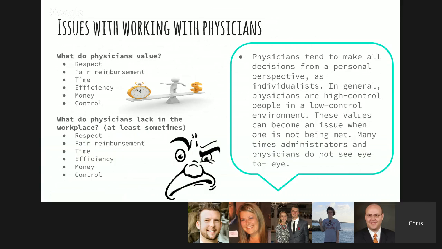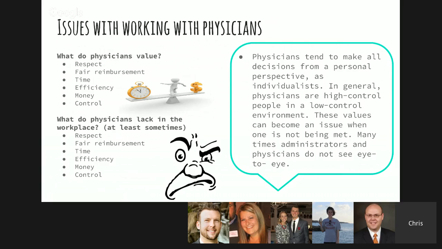It takes a certain type of person to be a physician, and like any other workplace, there's going to be issues working with your coworkers. Also, this slide is obviously generalizing physicians and grouping them all into one category. Physicians tend to value their top six most important factors: respect, fair reimbursement, time, efficiency, money, and control. They tend to make all decisions from a personal perspective as individualists, and they tend to work better alone rather than in groups, just because they all have their own point of view which they think is right.